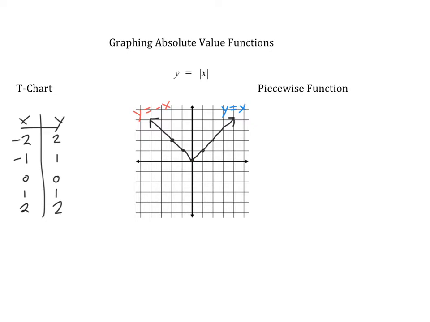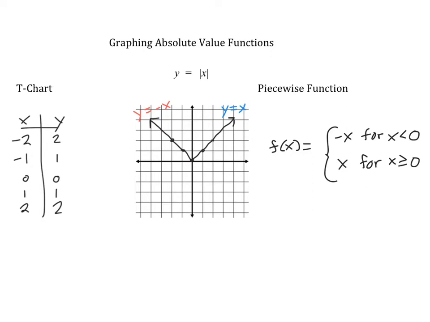So the piecewise function here would look like this. We would say negative x for all values x less than 0, and positive x for values x, we'll say greater than or equal to 0. And it doesn't matter which one you include because they are going to meet at the same point every time.